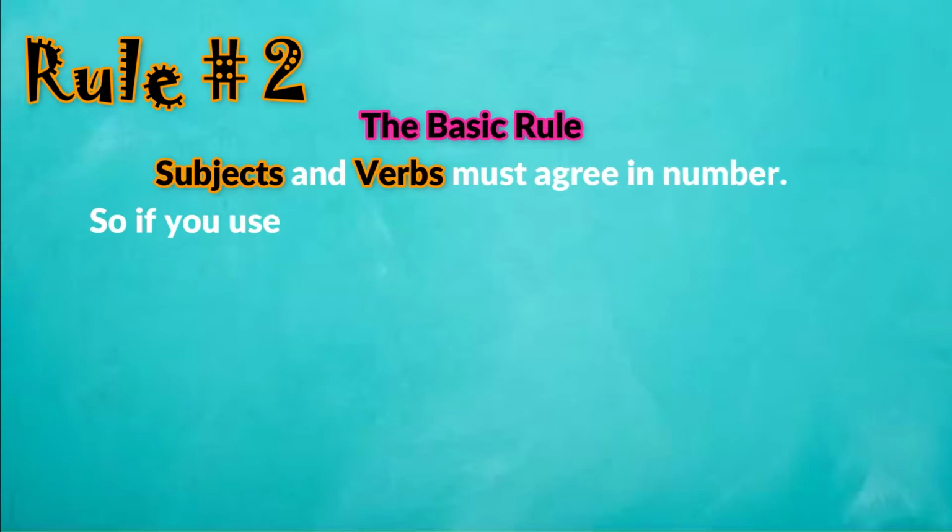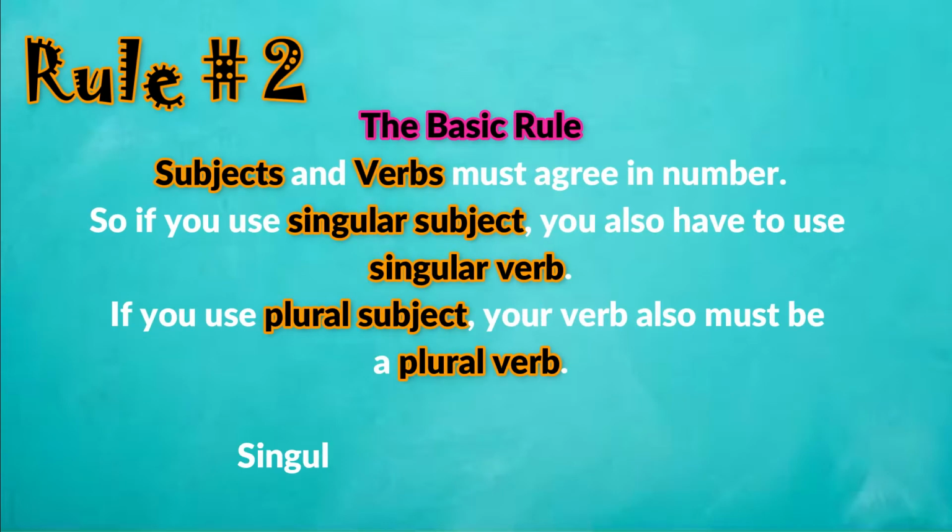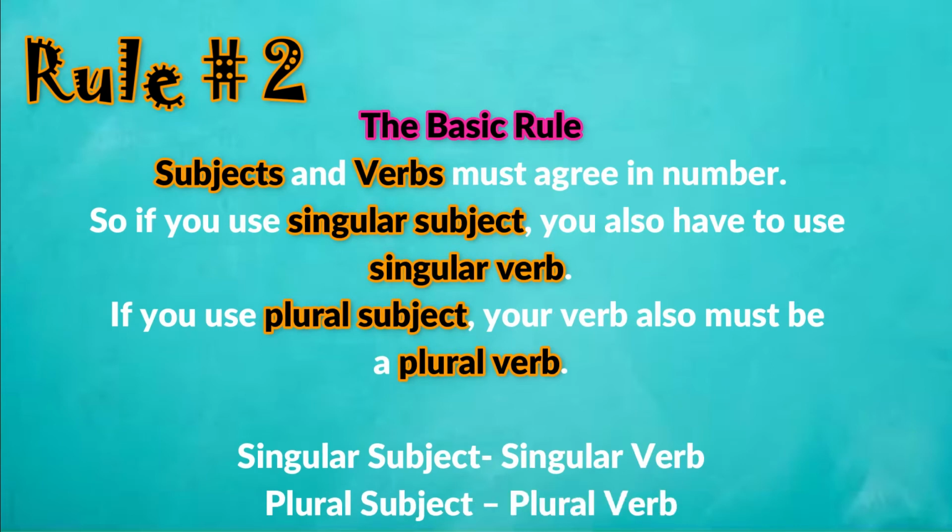Rule number 2. The basic rule. Subjects and verbs must agree in number. So if you use a singular subject, you also have to use a singular verb. If you use a plural subject, your verb also must be a plural verb. Singular subject to singular verb, plural subject to plural verb.